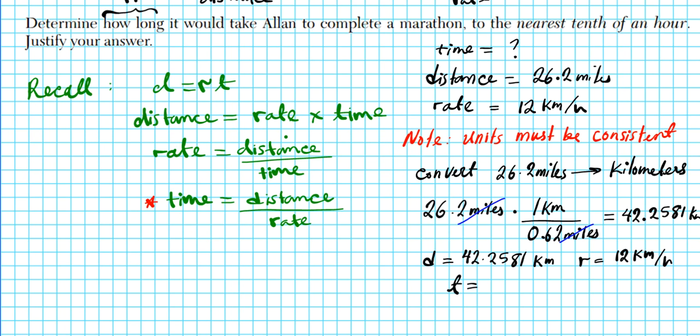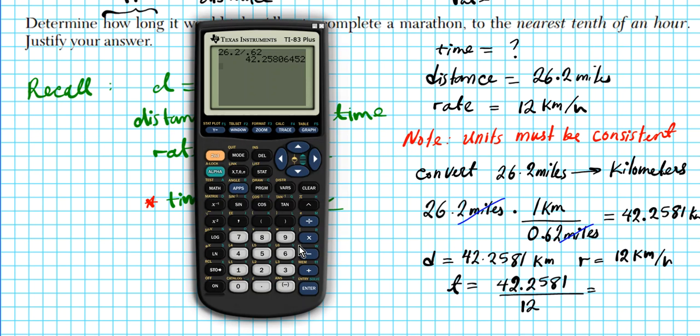Using our dirt formula, time is distance, 42.2581, divided by rate, 12. Okay, and I'll find it's going to be in hours. So let's go ahead and carry out the computation. So what are we going to have? Let's use a calculator. That answer I have divided by 12. And we have 3.52 hours. Okay, so our time is 3.52.